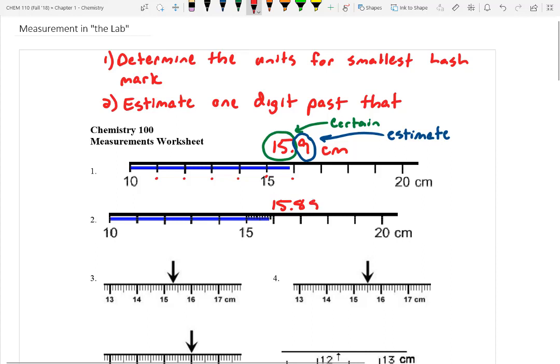So 15.85 centimeters. Just like I said before, this first set of numbers is certain. And this last number, the 5, was just estimated. You don't have to be 100% right when you're estimating something. You just want it to be roughly correct, right? All right, what I'm going to do is give you a few minutes to work on 3 and 4, and then check with your neighbor.